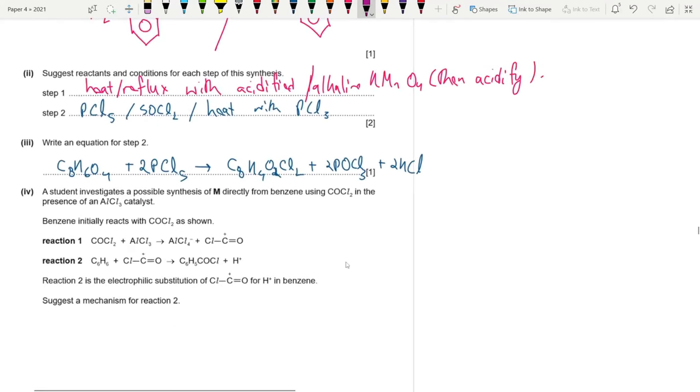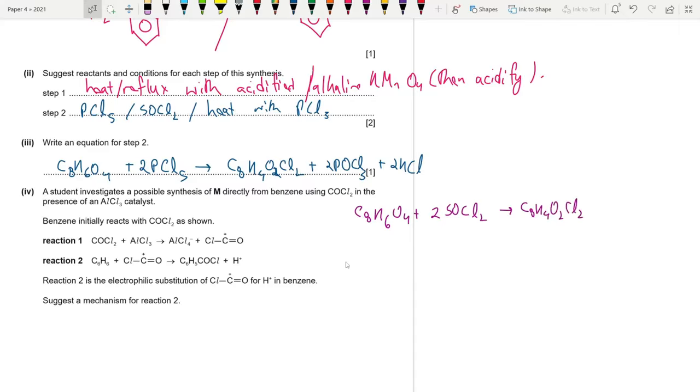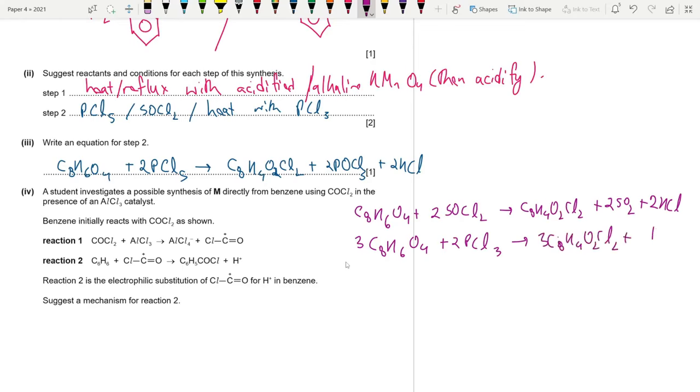There were some alternatives. You could opt for C8H6O4 plus 2 SOCl2, the best way to produce it, giving C8H4O2Cl2 plus 2 SO2 plus 2 HCl. Or there's another option: 3 C8H6O4 plus 2 PCl3 gives 3 C8H4O2Cl2 plus H3PO3. To balance this, I think we need a 2 here. Balancing this is a bit more difficult. How to balance it? Check this out. This is probably the way.